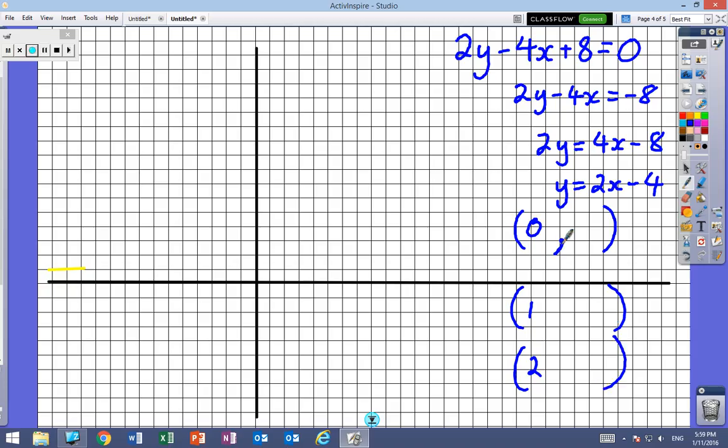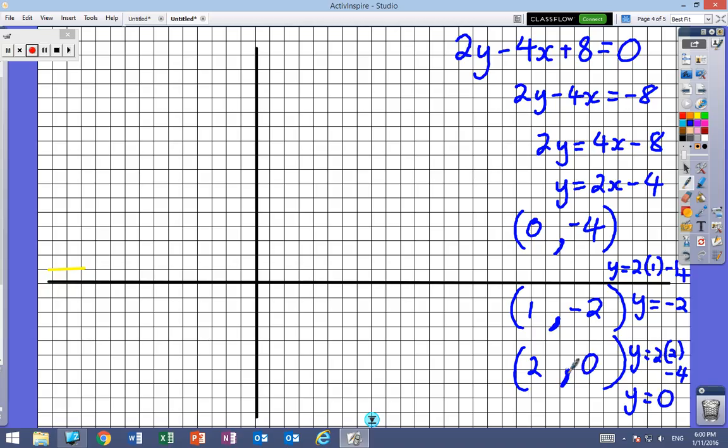Okay, when 0 goes in, y equals 2 lots of nothing minus 4. That's the one we get for free. When 1 goes in, I get y equals 2 lots of 1 minus 4. My calculator says 2 lots of 1 minus 4 is minus 2. Yep, that seems right. And then I put in my 2. Y equals 2 lots of 2 minus 4. Sorry, it's a bit cramped there. My calculator says 2 lots of 2 minus 4 is 0.